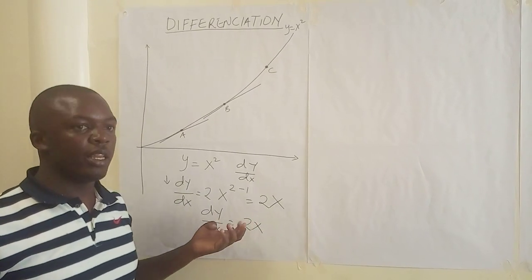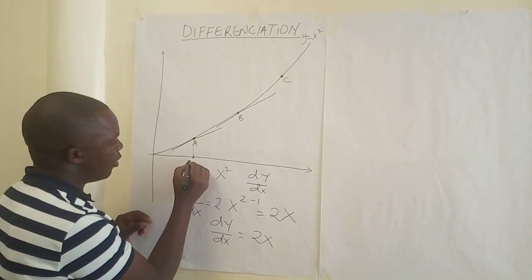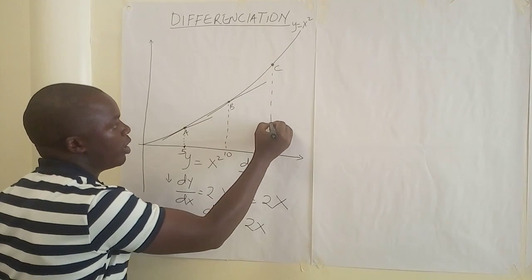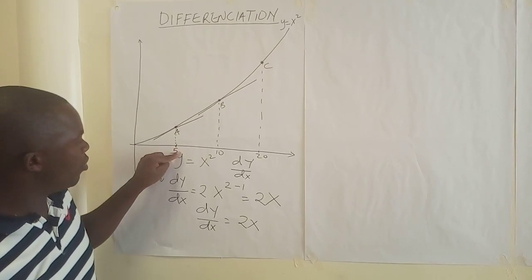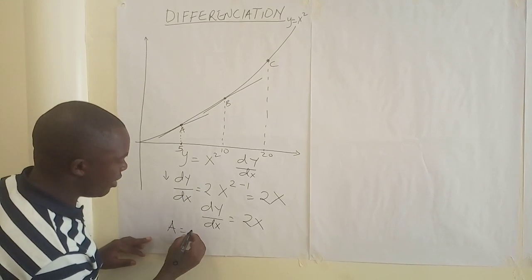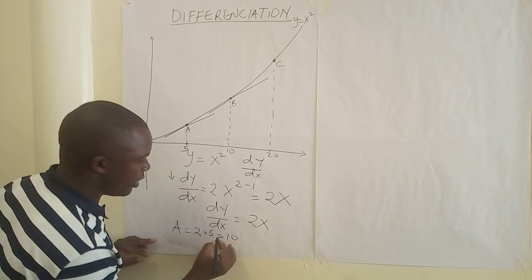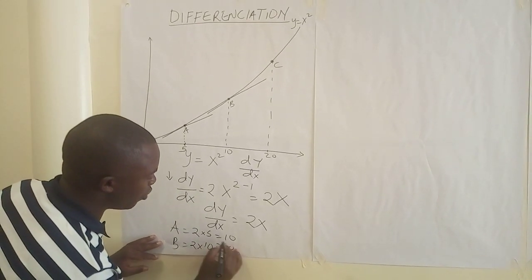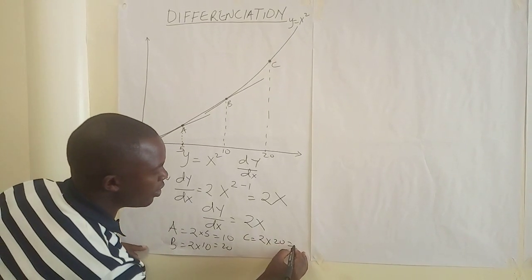So, what does this mean? It means that at this point A, if I take the point for this x-axis, for example, 5, and this one maybe 10, and maybe this one 20. If I want to get the gradient at this point A, I just need to substitute the value of x in this equation. So for the point A, the gradient is going to be 2 times the value of x, which is 5, and this is going to be 10. At the point B, it's going to be 2 times 10, which is equal to 20. And at point C, it's going to be 2 times 20, which is going to be 40.